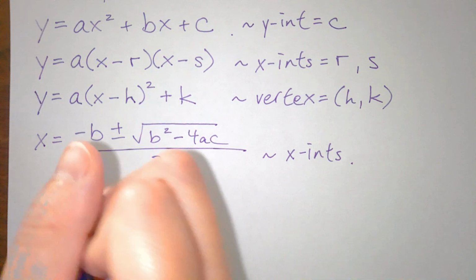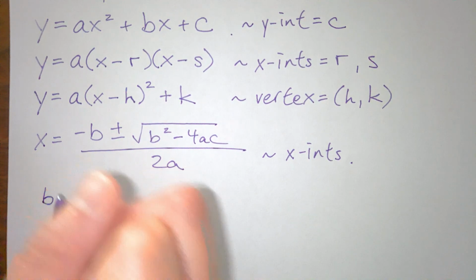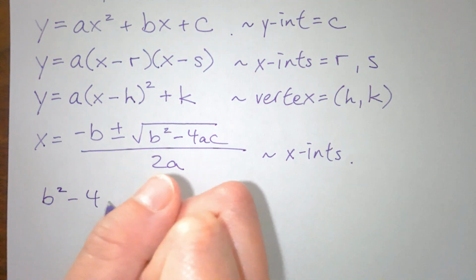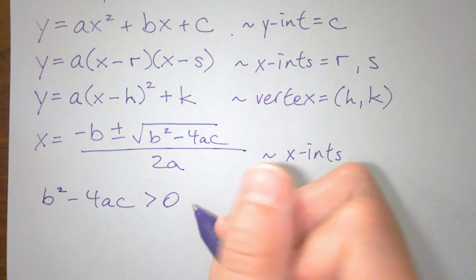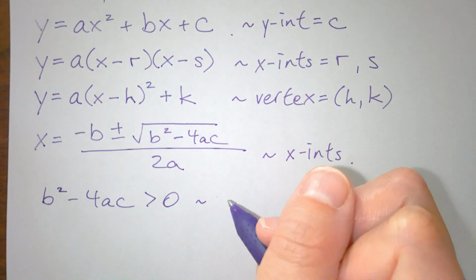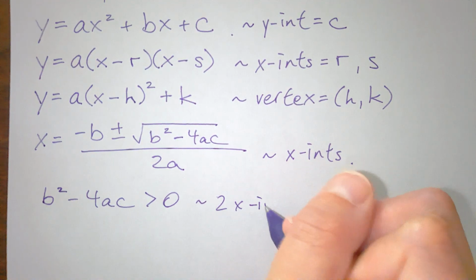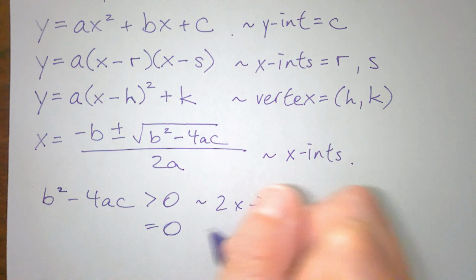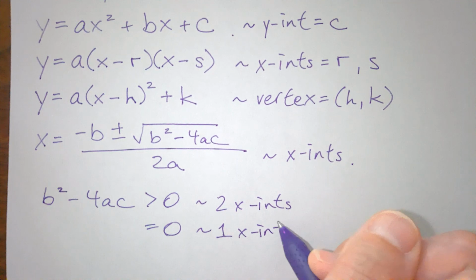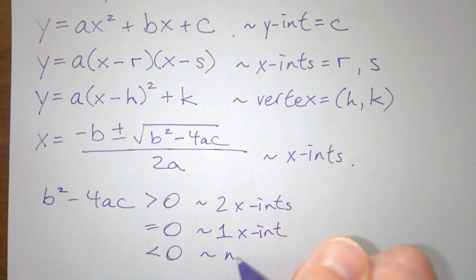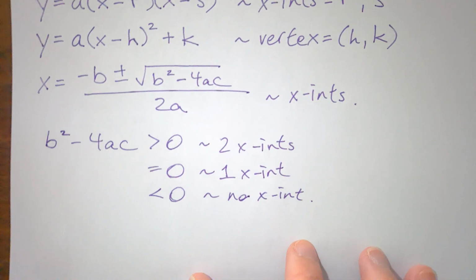So, the discriminant. It's just b squared minus 4ac. If it's greater than 0, it means there are two x-intercepts. Equal to 0, there's one x-intercept. And less than 0, none. No x-intercept. Okay.